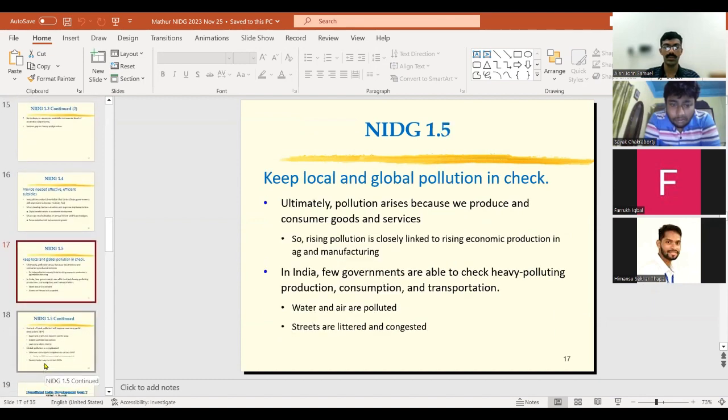Local pollution in check, this is going to be very, very tough in India because local pollution comes because we produce goods and consumer services. Keep producing consumer goods and services, you're going to have pollution. And few governments are able to check heavy polluting production, consumption, and transportation. So streets are littered and congested, water and air are polluted.